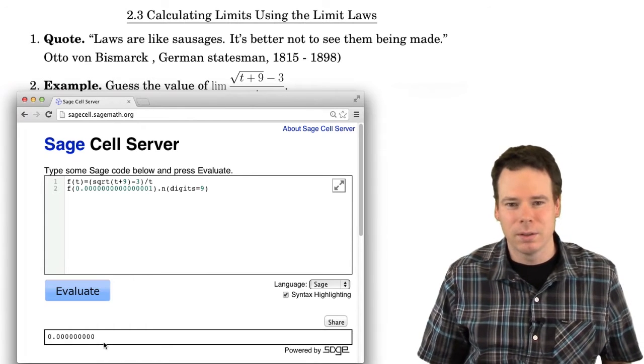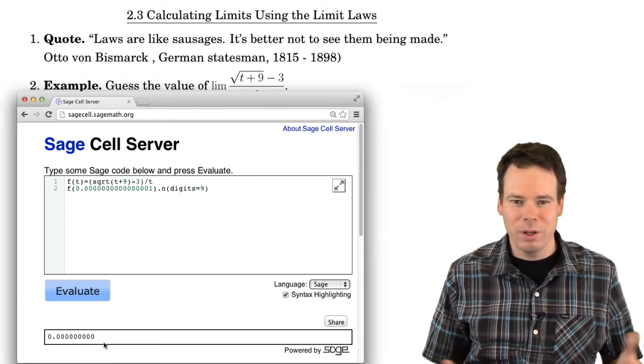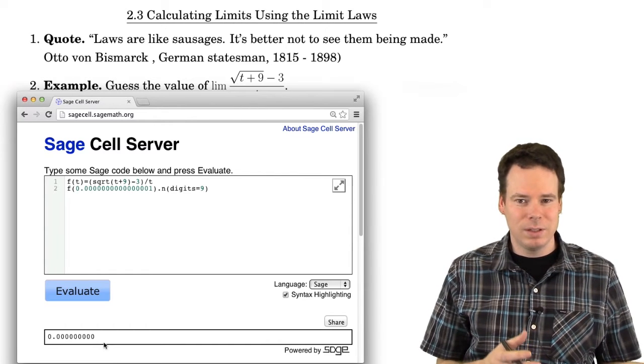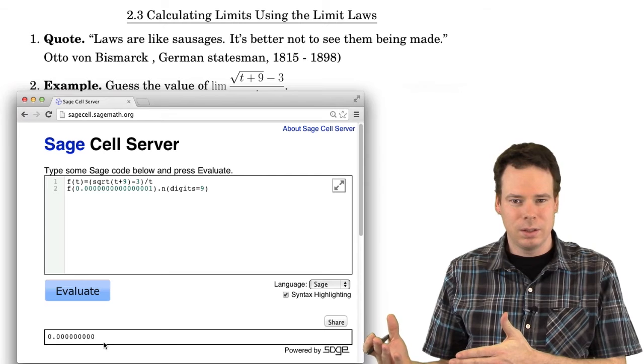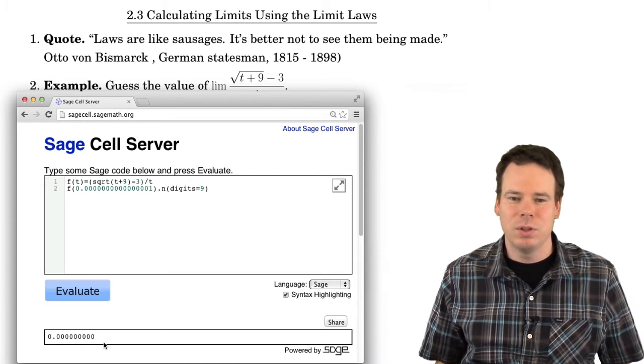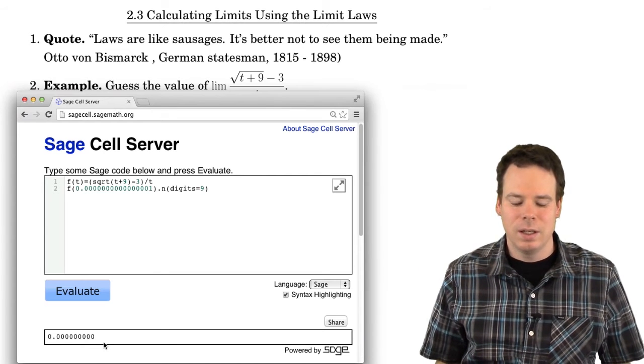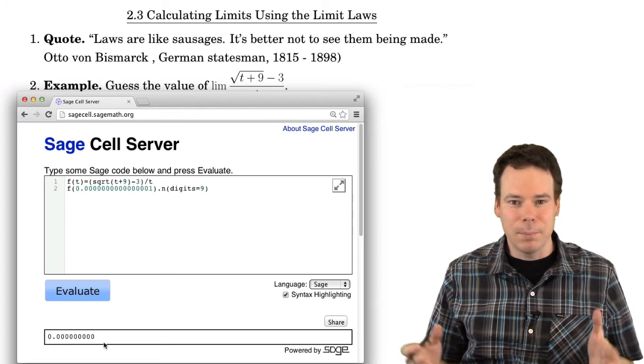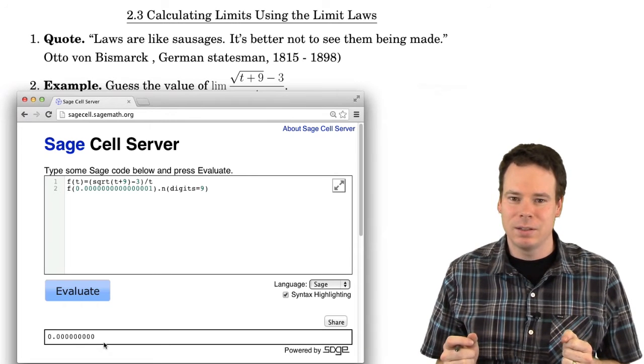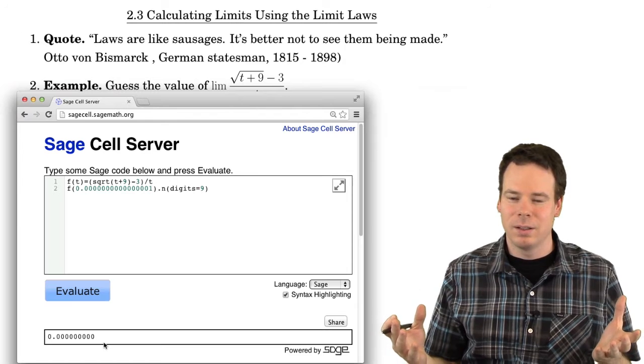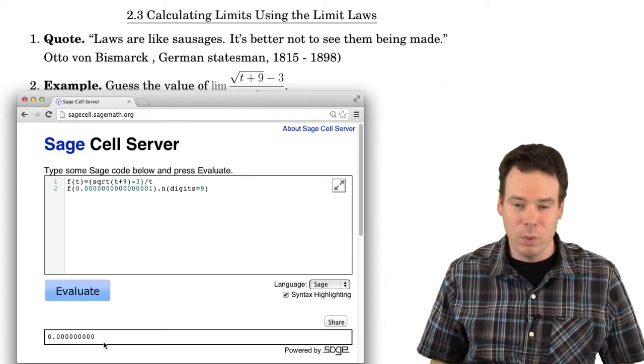What's happening here? How do I know what to trust? How do I know if it was going to be 1/6? How do I know if it's going to be 0? This is the issue with using a table of values, is sometimes things happen like this where you're left wondering, what is the answer? What happened?